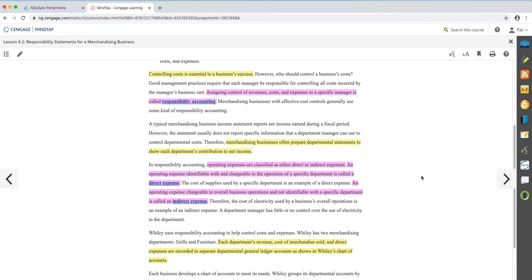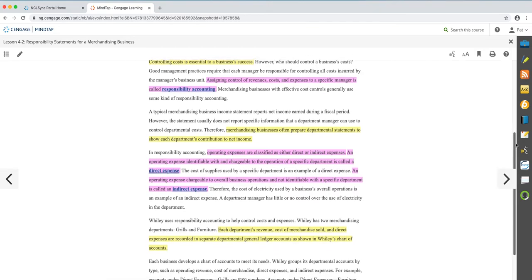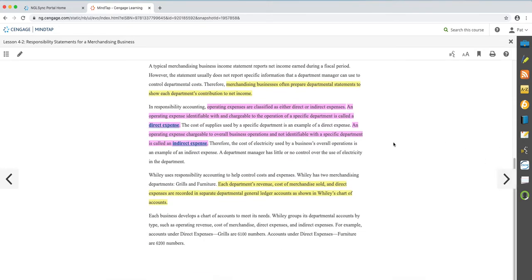We're trying to be financially responsible. Controlling costs is essential to business success. That's something that makes sense. And that's what we call responsibility accounting: assigning control of revenue, costs, and expenses to each responsible manager. We're working in a merchandise business, trying to figure out how much merchandise is coming in and making sure we keep our costs down. It would be the same if you're working in a service business as well. But merchandise businesses often prepare departmental financial statements like we're talking about.